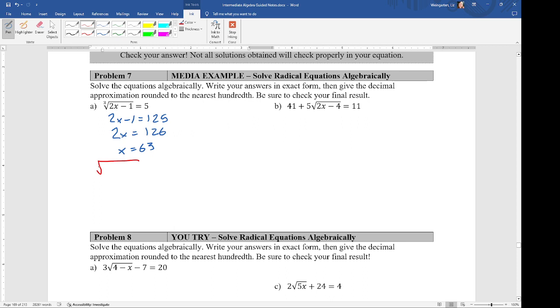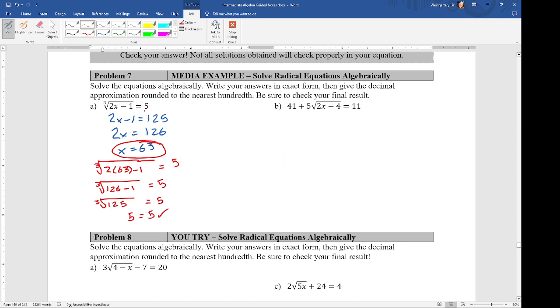So I'm plugging this back into my equation. Now this is not an optional step. This is something that you will have to do with every problem, especially problems dealing with even roots. So I'm going to simplify what's inside my radical. 2 times 63 gives us 126 minus 1. Cubed root of 125. And the cubed root of 125 is indeed 5. So our answer is correct.